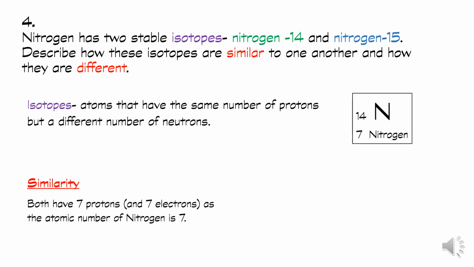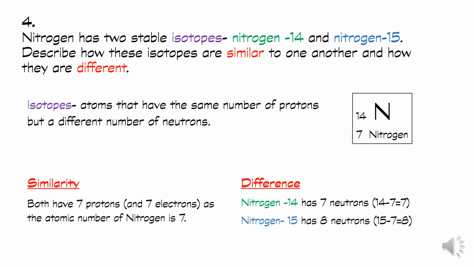it always will have 7 protons, as the number of protons stays the same. However, our difference will be that nitrogen 14 has 7 neutrons, and nitrogen 15 will have 8 neutrons.